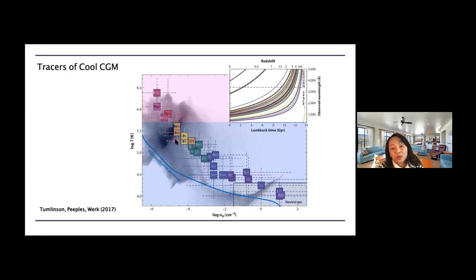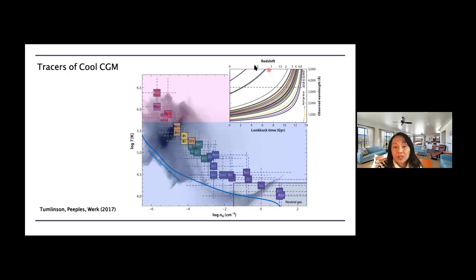And within this cool gas phase, you can see this is more than just an alphabet soup. There are many sensitive, strong absorption lines that come in at different wavelengths, shown in the upper right panel here. As a function of redshift, you can see most of them occur in the UV range, which requires a Hubble Space Telescope UV spectrograph. And that's why we're here today, because there has been tremendous progress coming out of many different survey projects using, in particular, the Cosmic Origins Spectrograph in the past decade.